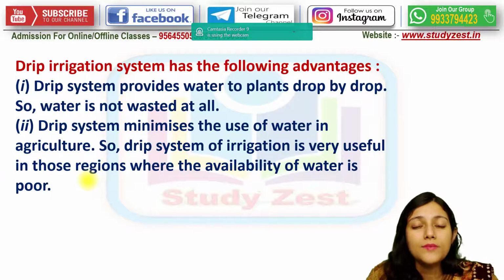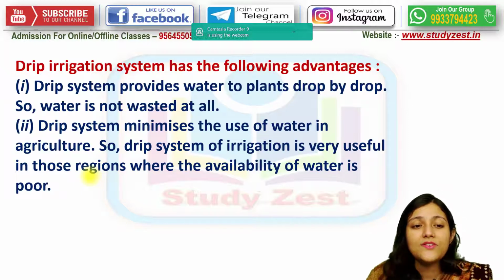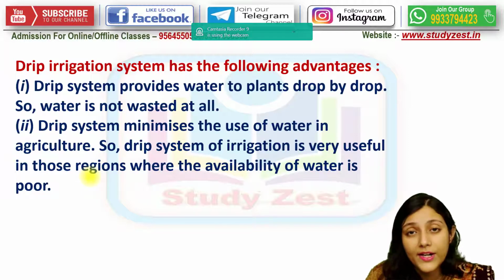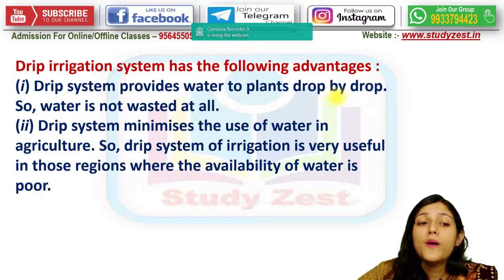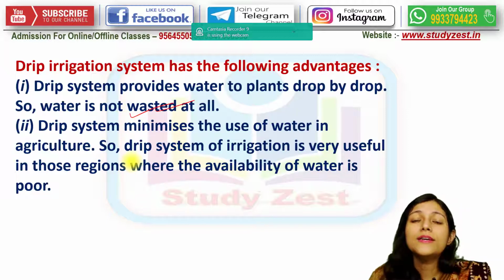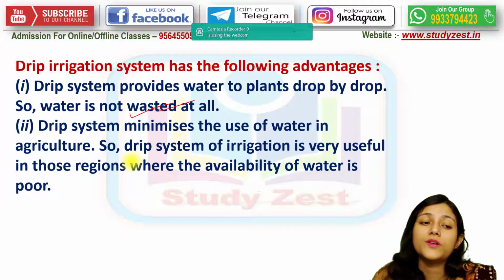So as we have learned about these two methods, the sprinkler system and the drip irrigation system, we can say the drip system is more advantageous because of the following points. First, it provides water to plants drop by drop. So water is not wasted. This is a very good point. At the exact place it is distributed drop by drop, so there is no chance for wastage of water.